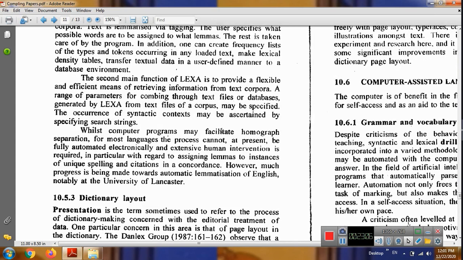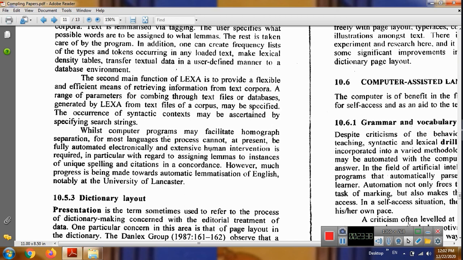The second main function of Lexa is to provide a flexible and efficient means of retrieving information from text corpora. A range of parameters for combining words through text files or databases generated by Lexa from text files of a corpus may be specified. The occurrence of syntactic context may be ascertained by specifying search strings.